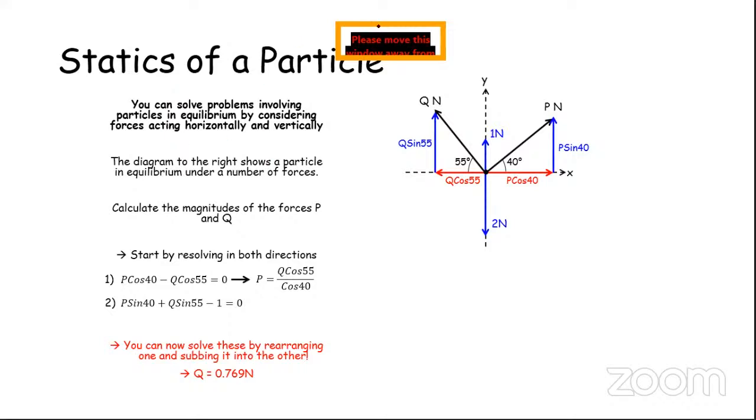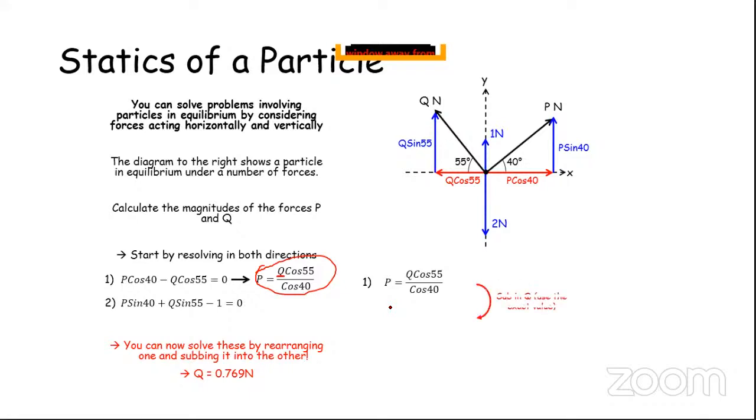So let's continue. When we come back, what we are going to do now is substitute for Q in this equation here, because we now have the value of Q. So that means when we substitute, we shall have Q is equal to 0.769.